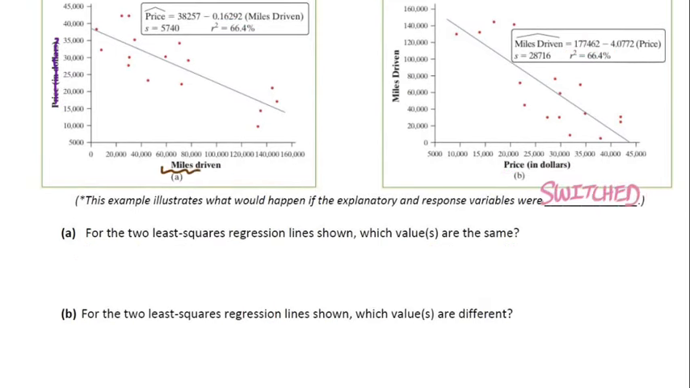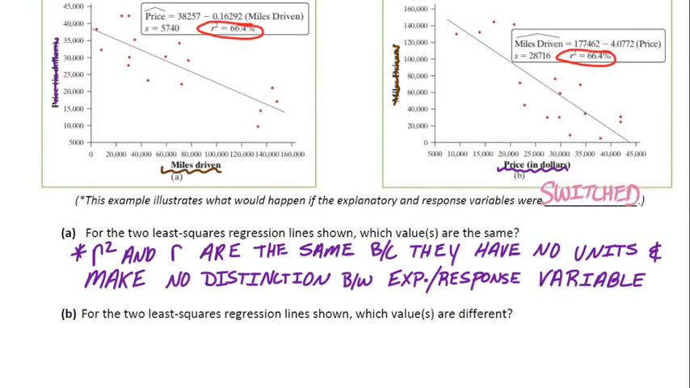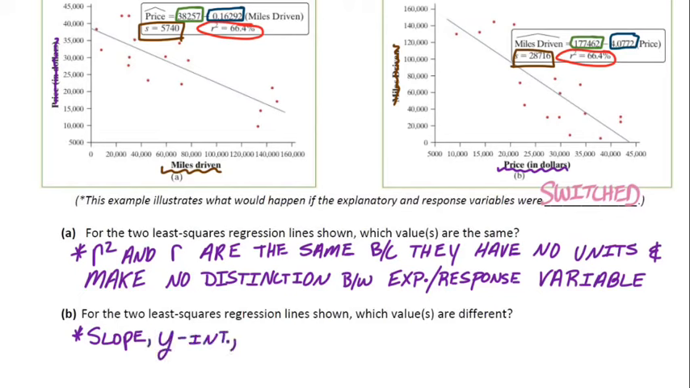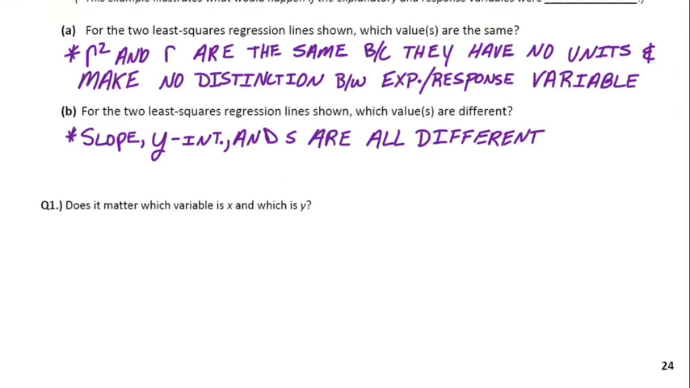Okay, so let me scroll down here. So what's different? Well, almost everything else we have up here is different. So the values for S are different, the slopes are different, the y-intercepts are different. So all those things are different here. So the slope, the y-intercept, and S are all different. If I could just scroll down again here. So those are all different.